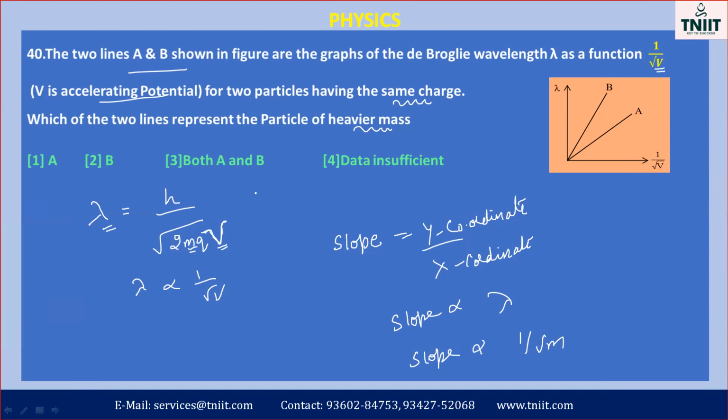So look at these statements. Heavier mass, if you want heavier mass, means slope must be less. So for which line is the slope less? For this theta 1, the slope will be less. So for A, the slope will be less because of less inclination.